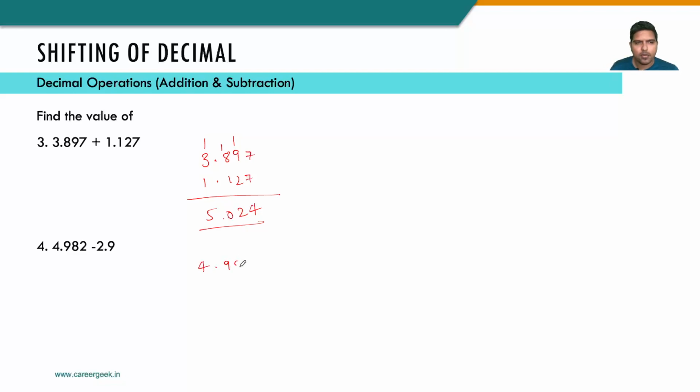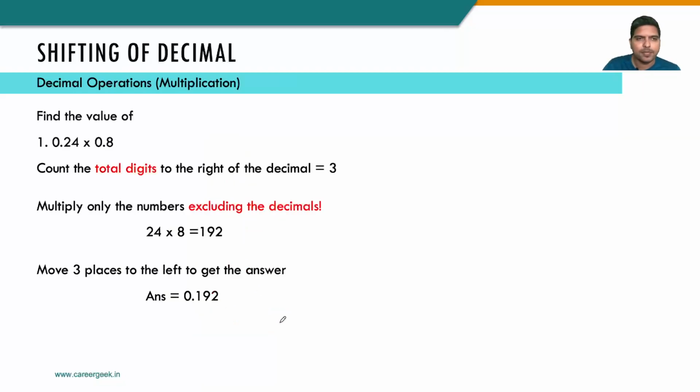Same way, 4.982, oh sorry, and a decimal, 9, 2, so 2 zeros, I'll have to subtract. So straightforward, 2, 8, and 0, and 2. These should be your answers. So that's how you'll need to add or subtract the decimals.